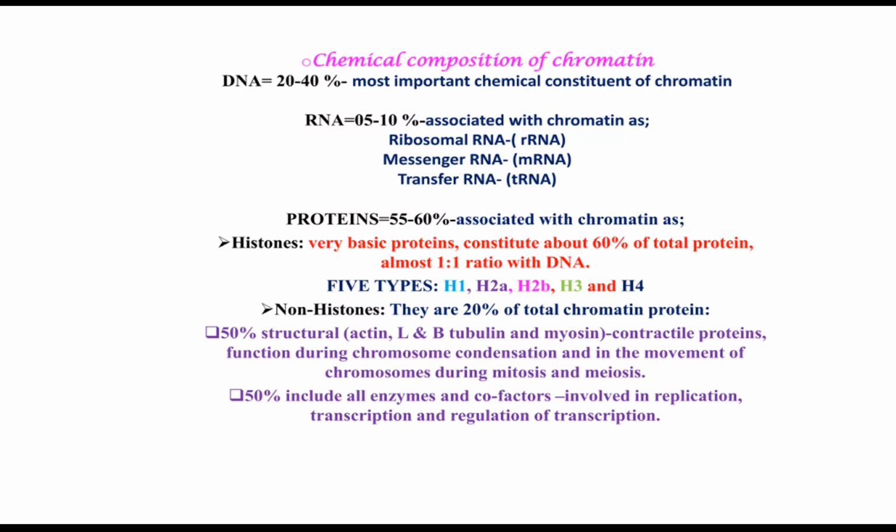Non-histones are 20% of total chromatin protein. Then 50% are structural: actin, L and B tubulin, and myosin, which function during chromosome condensation and in the movement of chromosomes during mitosis and meiosis. 50% include all enzymes and cofactors involved in replication, transcription, and regulation of transcription.